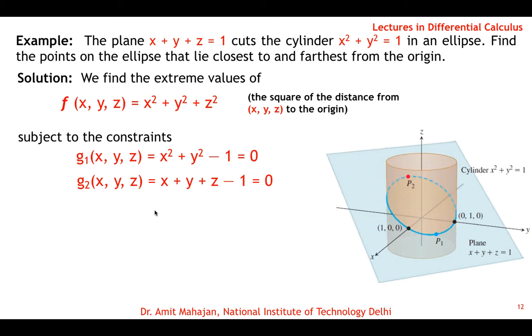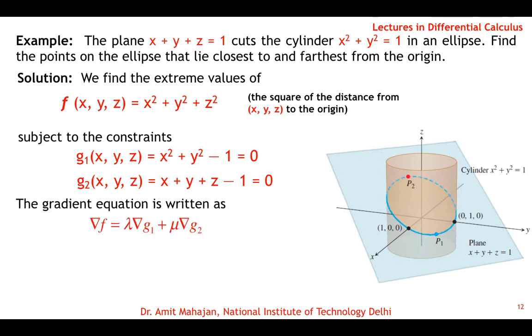So the method says that if you have two constraint conditions, then the normal to this must lie in the plane generated by the normals. So this gradient equation says that the normal to this function at the point of contact must lie in the plane generated by the normals to these two, g1 and g2, subject to these two constraint conditions.